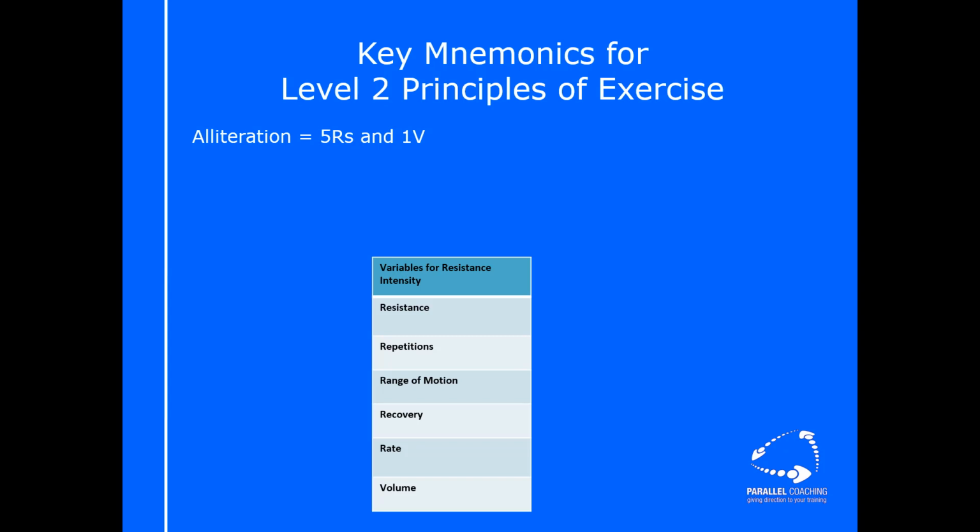Now this is a really easy way to be able to remember all of the variables that you have for that resistance intensity. And you can see that by having something to link it to, this rule, this alliteration of 5 R's and 1 V, you only need to remember 5 R's and 1 V to be able to remember all 6 variables, and then you can just jot it down. And it's a really easy way to be able to link that information in your brain.